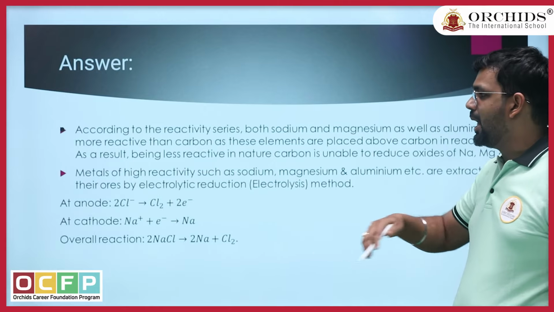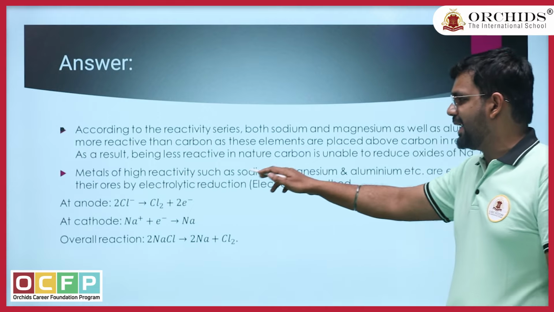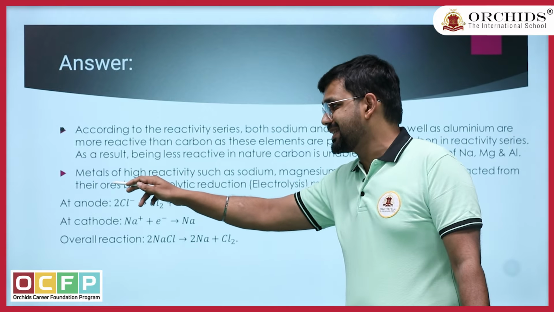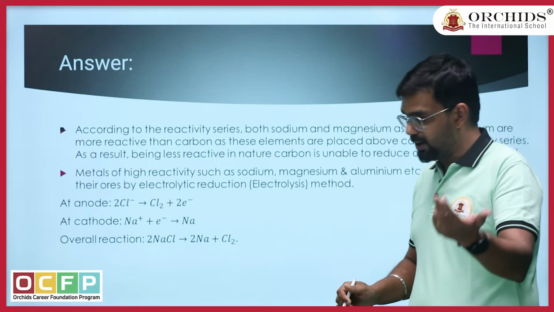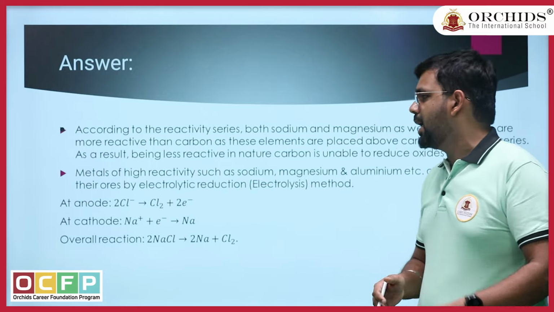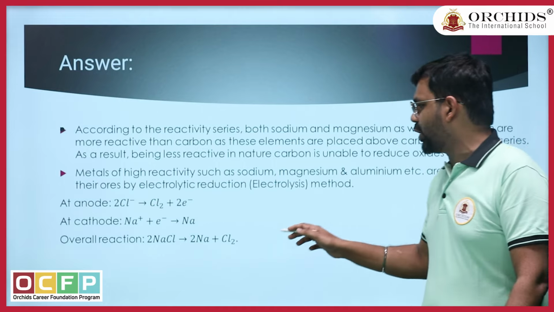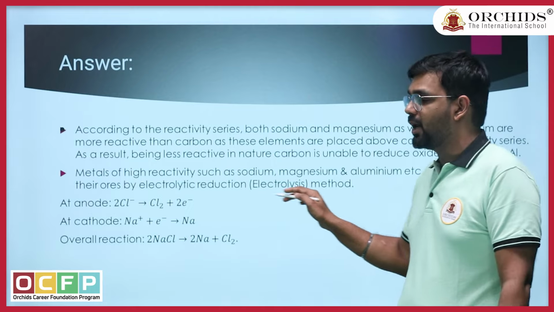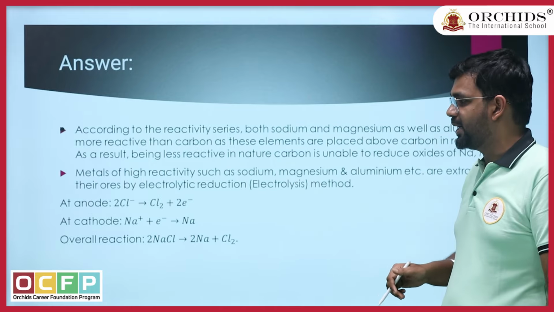And coming to the next one, where are the metals of high reactivity like these extracted? They are extracted through the process of electrolytic reduction, which we have gone through in numerous problems. So what exactly happens in the electrolytic method? You have to draw the figure of the electrolytic process, where the anode mud and all has to be shown.